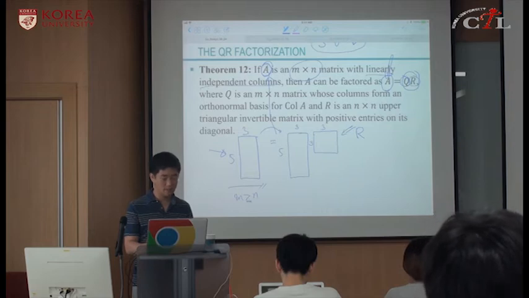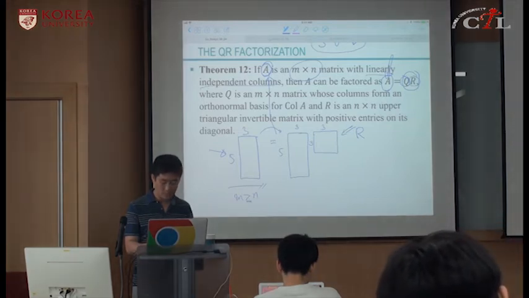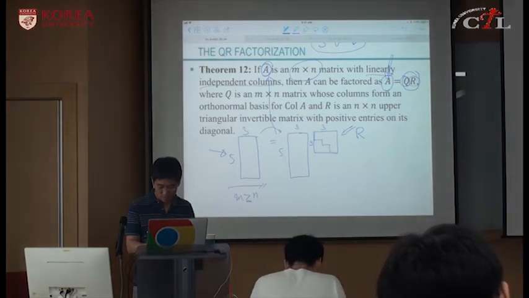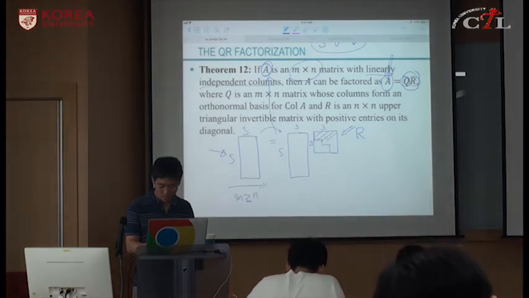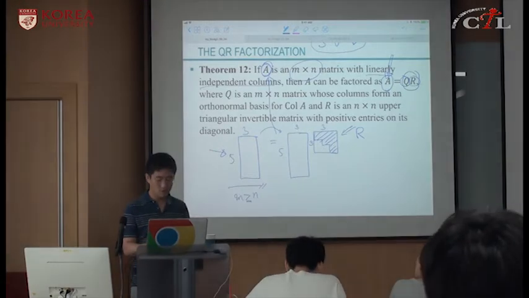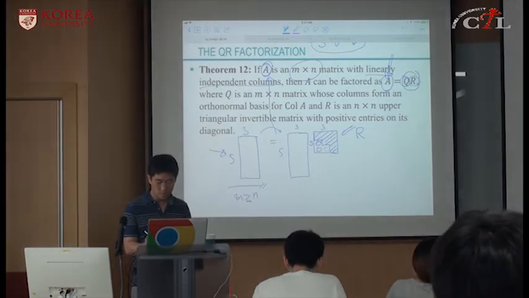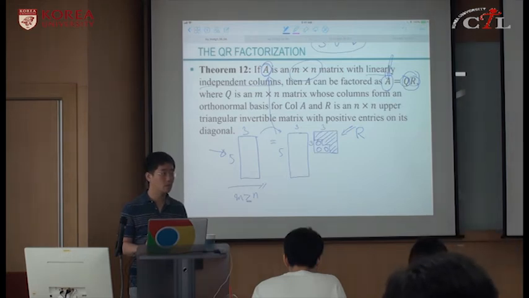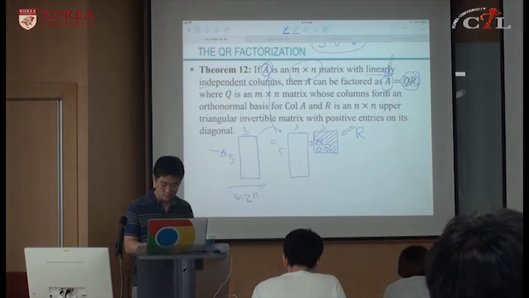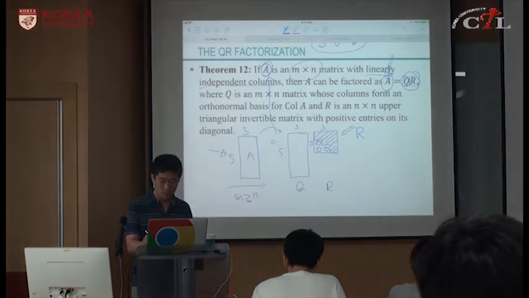So this R is an upper triangular matrix, which means that this part will be non-zero, possibly, but this part will always be zero, okay? And then, how do you obtain this Q and R given a matrix A?